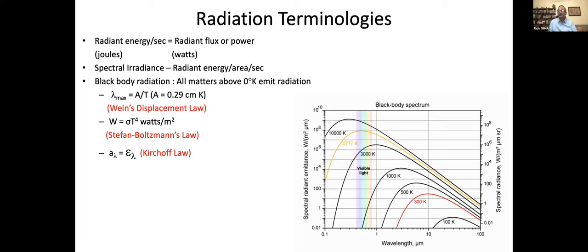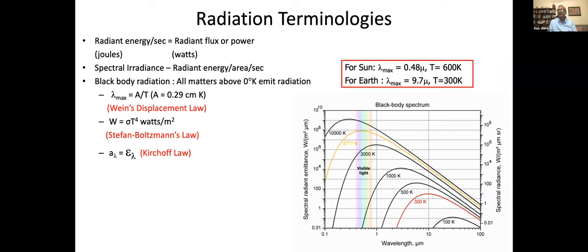If you look to your right, there is a very good relationship between the wavelength and the spectral radiance which is being emitted, and as you can see, this relationship is a very strong function of the wavelength. This is called a black body spectrum. For the sun, you can calculate the maximum wavelength at which the peak in emission or radiance will occur, and that is basically for 6000 Kelvin. And for Earth, you can see that it is basically 300 K, for example, right?